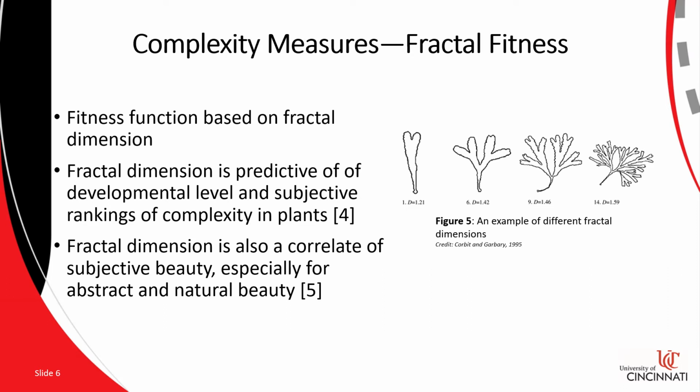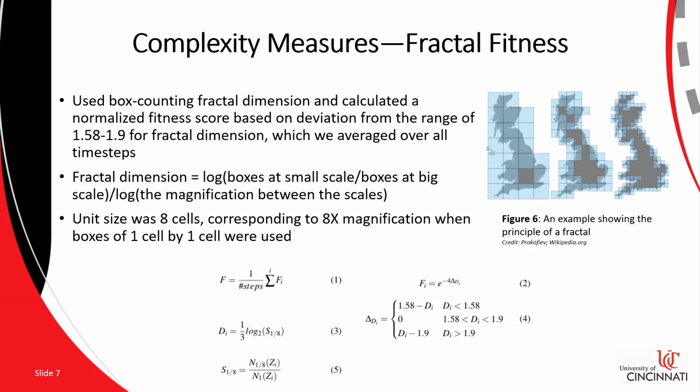Fractal dimension is predictive of developmental level and subjective rankings of complexity in plants. It's also a correlate of subjective beauty as ranked by humans, especially for abstract and natural beauty, which are the types of beauty we might hope to achieve from Game of Life. We use the box counting technique to measure fractal dimension, and from this calculated a normalized fitness score based on the deviation of the fractal dimension from the range 1.58 to 1.9. Then for all time steps, we average this fitness value.